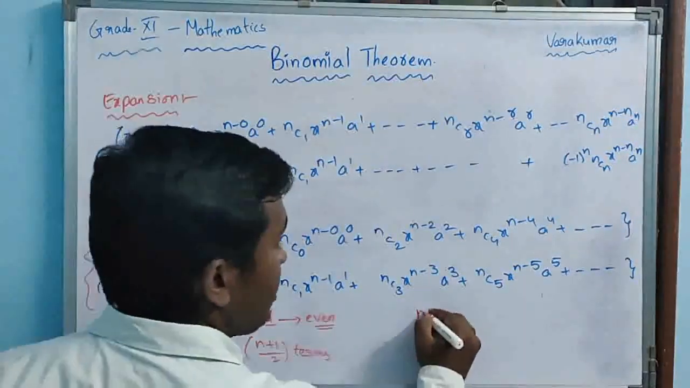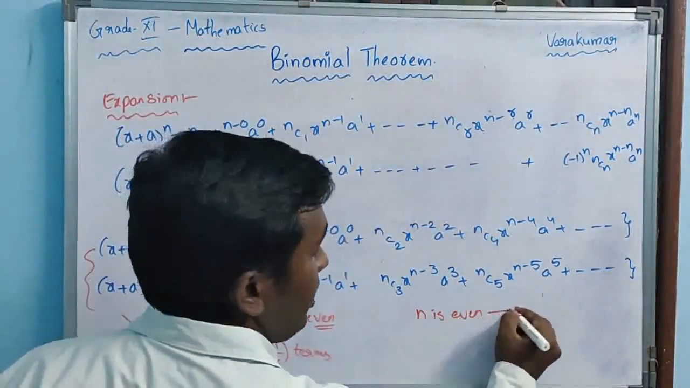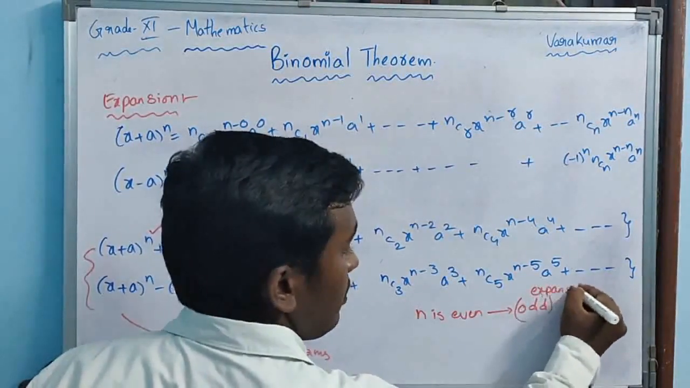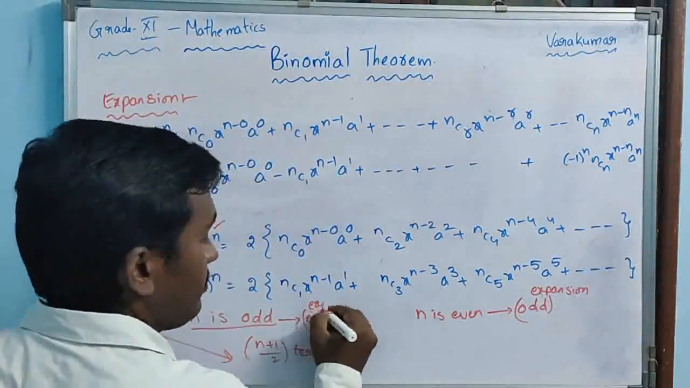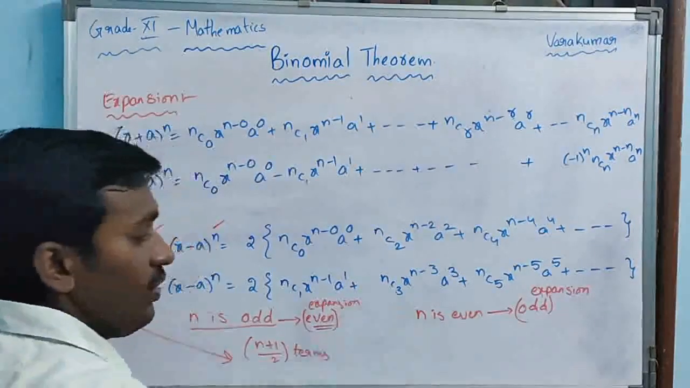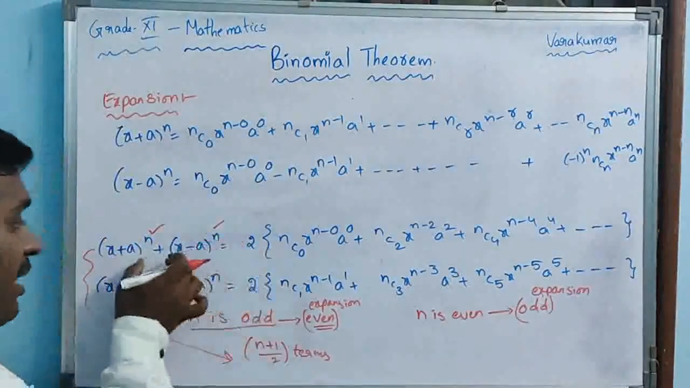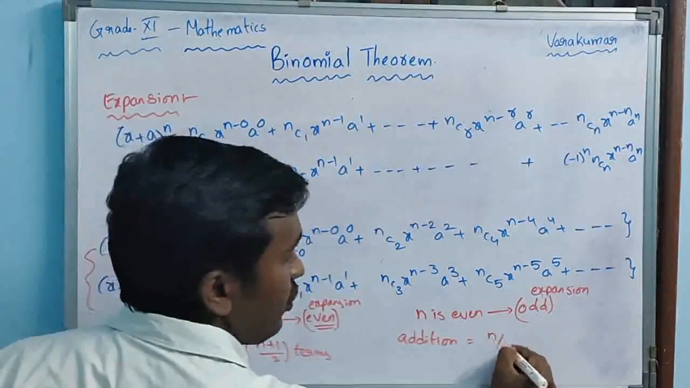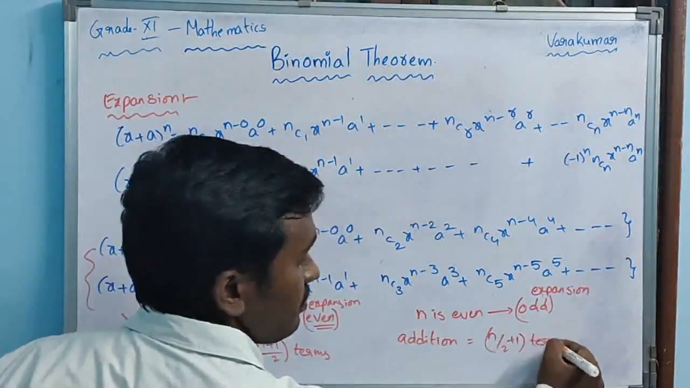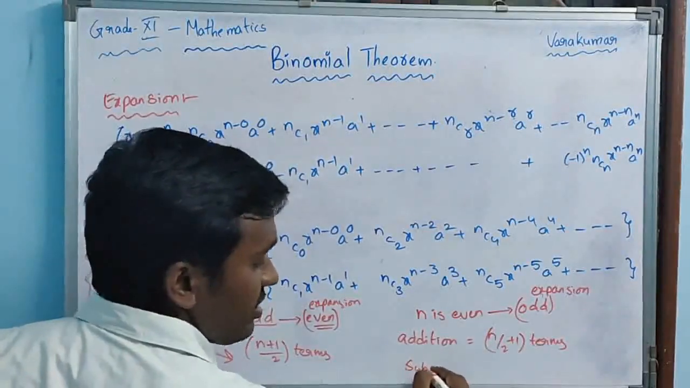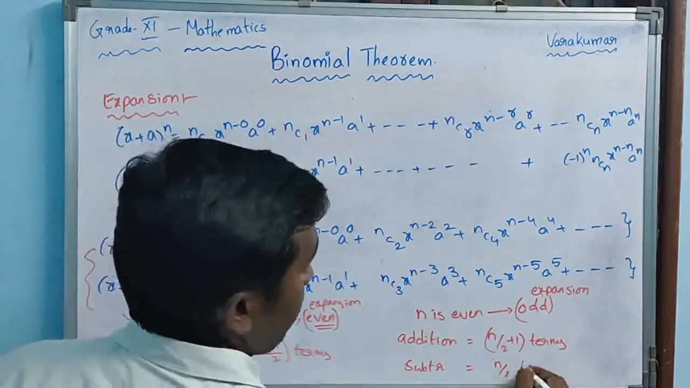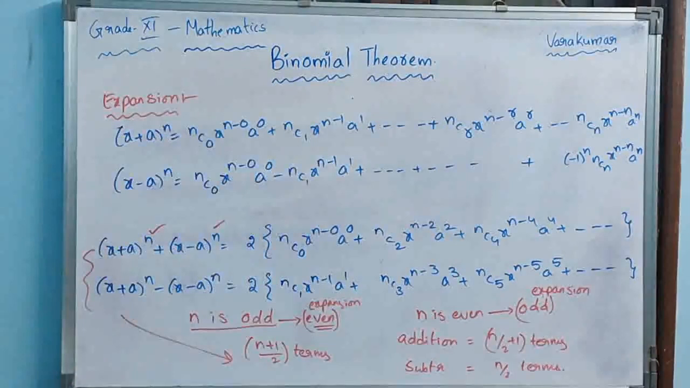Suppose n is even, then the expansions will have an odd number of terms. The addition has n/2 + 1 terms, and the subtraction has n/2 terms. Remember, this is the one formula to apply.